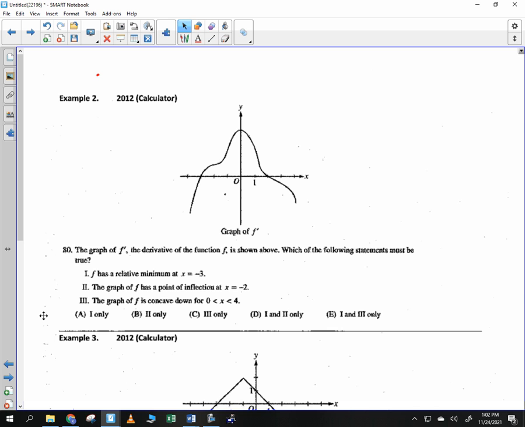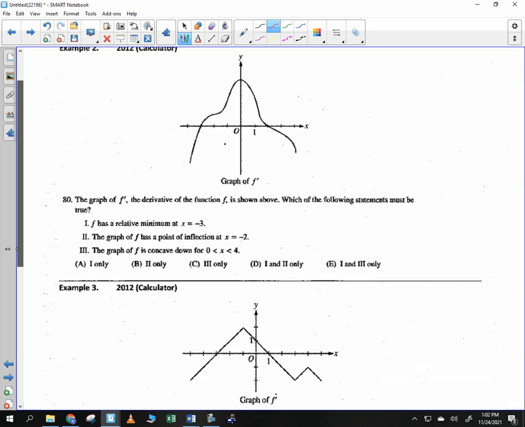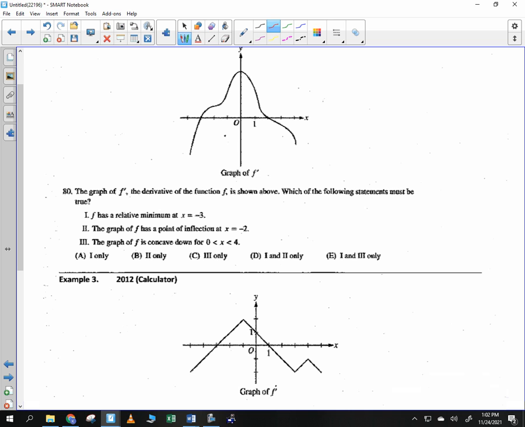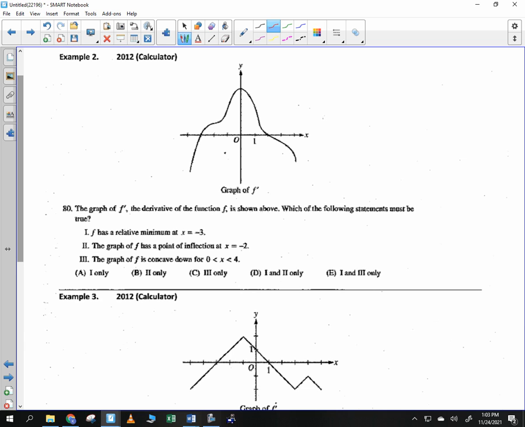Okay, take 20 seconds to make a guess. Five, four, three, two, one, and there we go. Okay, f has a relative minimum. Relative minimum means f prime changes from negative to positive. Does that happen at negative 3? Yes, so number 1 is correct.